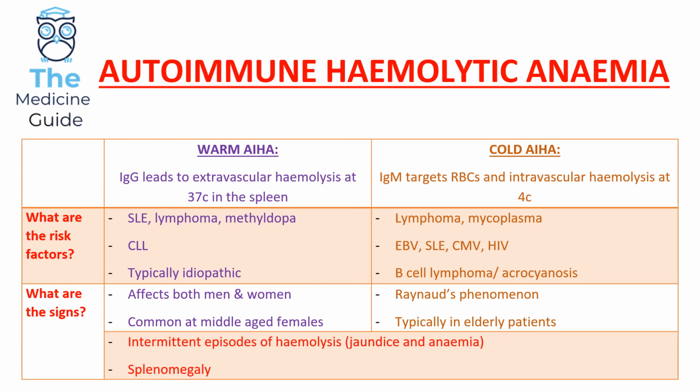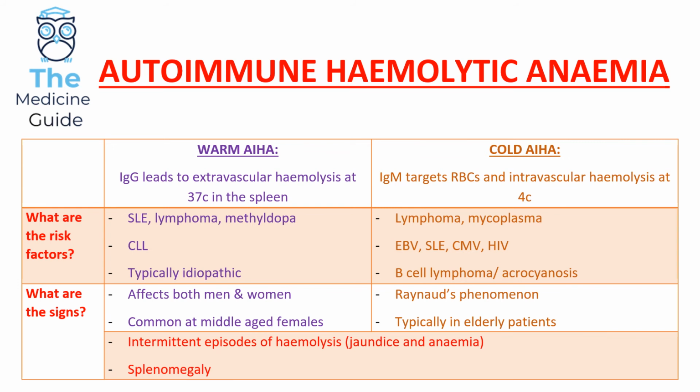hemolysis at 4 degrees. So the risk factors of warm autoimmune hemolytic anemia involve SLE, lymphoma, the use of methyldopa. It can occur in patients suffering from chronic lymphocytic leukemia, and sometimes it can even be idiopathic. Warm autoimmune hemolytic anemia classically can affect both men and women, but usually it affects women who are of middle age.